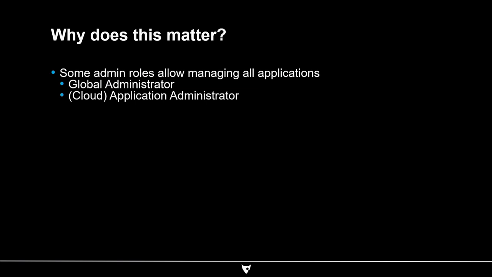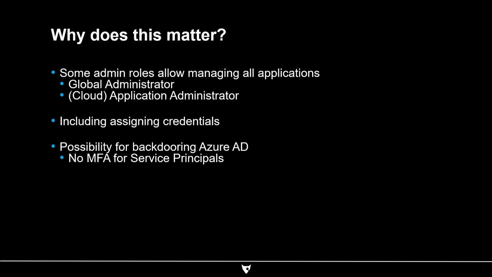So why does this all matter? There are some admin roles which allow an admin to manage all the applications in the directory, such as the global administrator. Of course, they can do that because they can manage anything. Or the application administrator or cloud application administrator. So these administrators can assign credentials to applications, or rather to the service principal of the applications. And then they can log in as that service principal using those credentials. So if we compromise an admin account in Azure AD, we can assign credentials to an application. And then we can log in as that application. And of course, since applications are not humans, there are no multi-factor options for service principals.